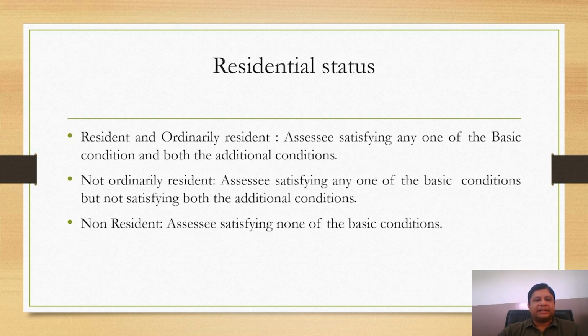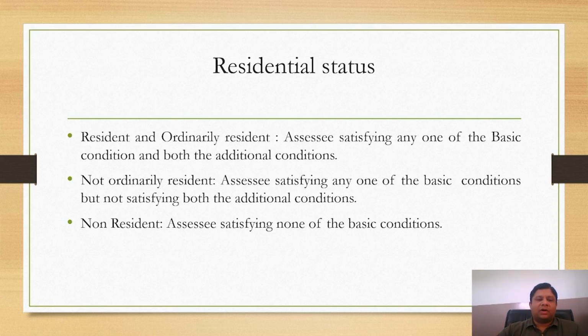Residential status: resident and ordinary resident. If the assessee satisfies any one of the basic conditions and both the additional conditions, they will be treated as resident and ordinary resident. So we can say resident and ordinary resident can be defined on the basis of the conditions fulfilled by the person. As mentioned here, any one of the basic conditions needs to be fulfilled in case of resident and ordinary resident, along with both the additional conditions.